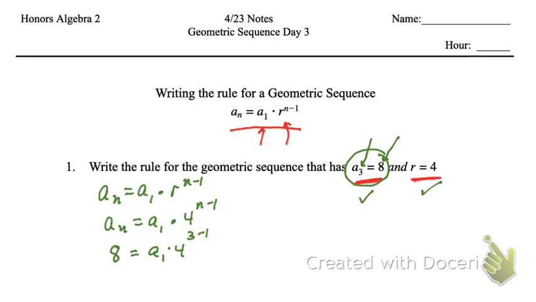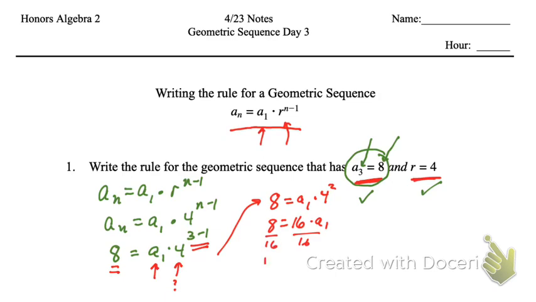So again, I always say to myself, how do I get to that 8? I start at the first term. I start multiplying by 4, but the question is, how many 4s do I multiply by? I multiply by 3 minus 1, or 2 of them, okay? So that gives me 8 equals first term times 4 squared, or 8 equals 16 times the first term. Divide by my 16, and I find out my first term is 1/2.